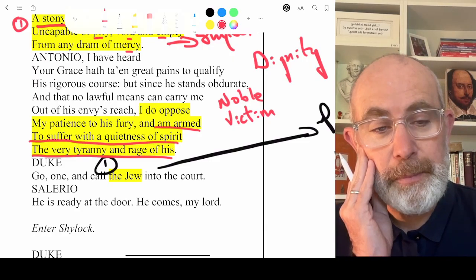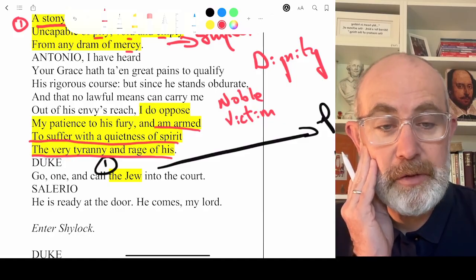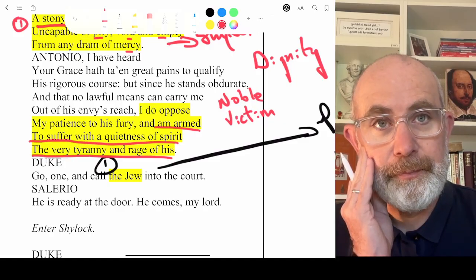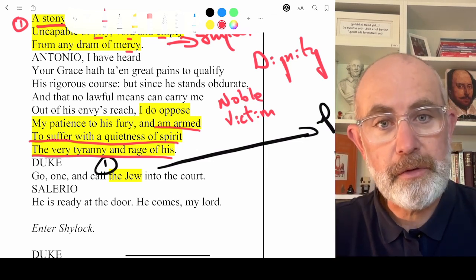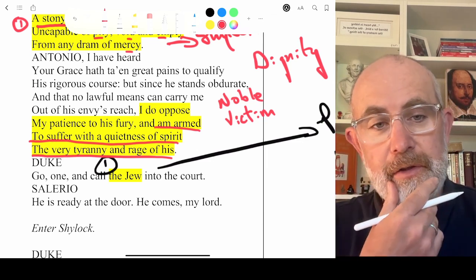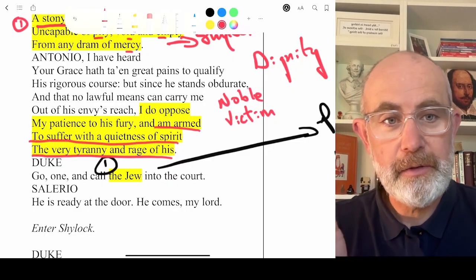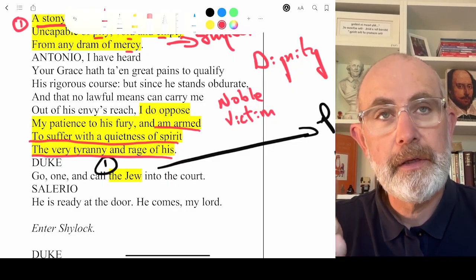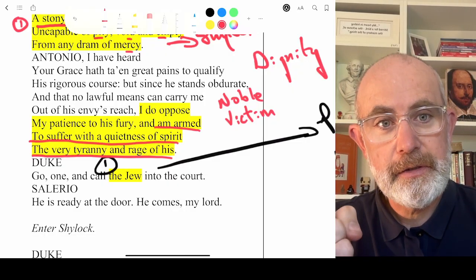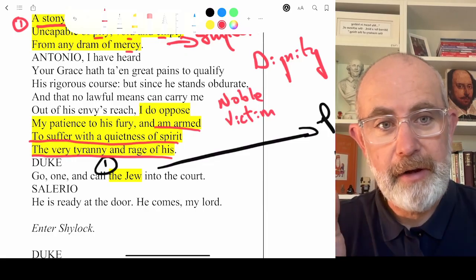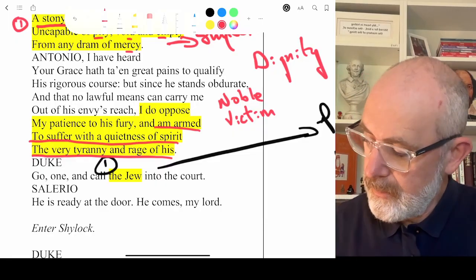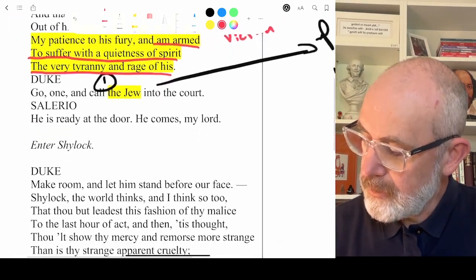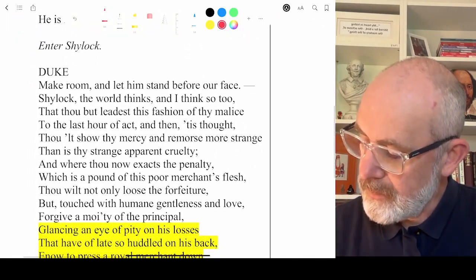But it must also be balanced against the fact that this is the man who spat upon Shylock and called him a cutthroat dog and a cur. So, like Shylock, if you're going to say Shylock is a man of contradictions, he's a complicated character, so is Antonio. But here, he's noble.